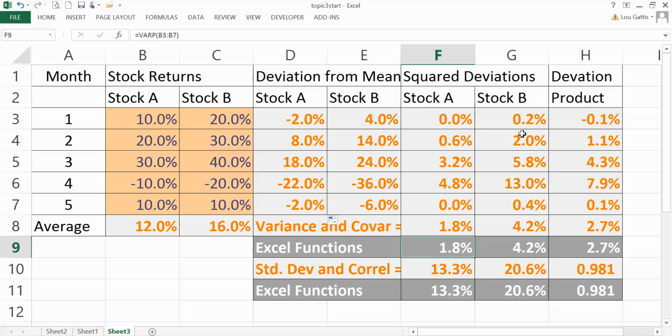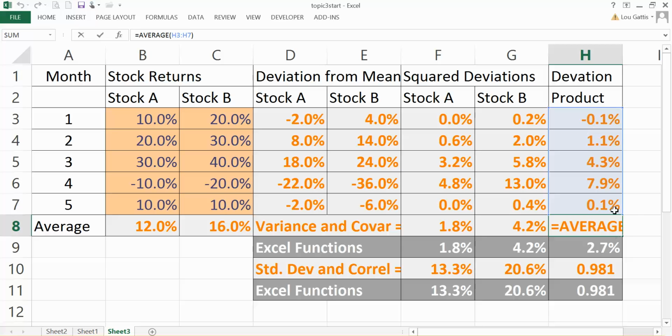Now, if I talk about the covariance between asset A and asset B, I would take the deviation of stock A in period 1 times the deviation of stock B in period 1, minus 2 times 4. That would be the product of the deviations. I would then copy that down. So now these are my 5 products of deviations. Take the average of that, and that is covariance. So covariance is a measure of how the assets covary. Specifically, it's the average product of deviations.